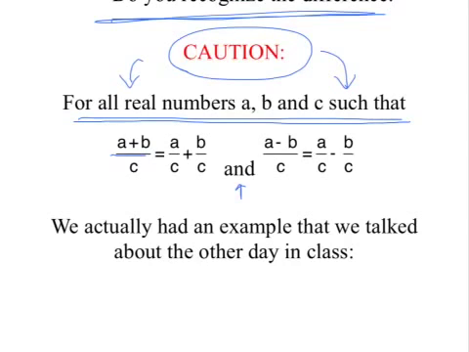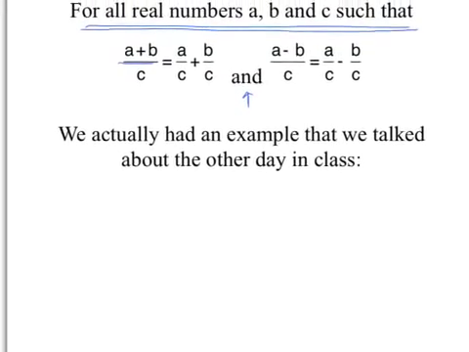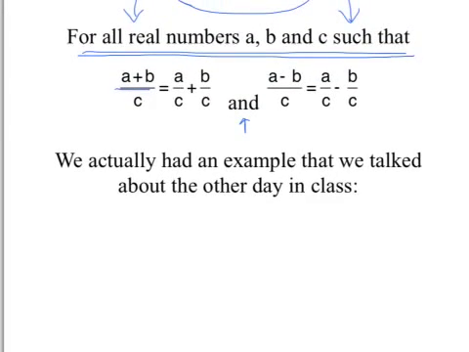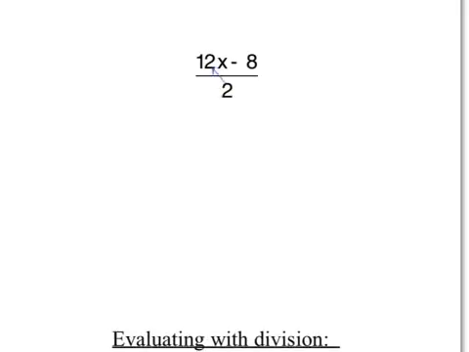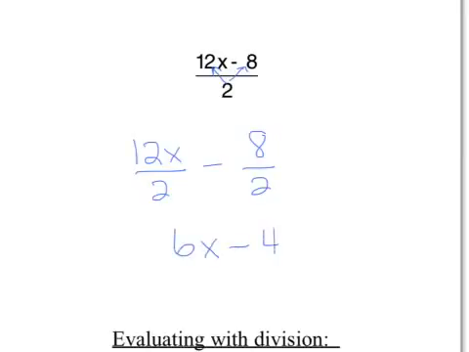We actually talked about an example of this in class the other day, okay? So I'm going to pull up that example. Hold on one second. Here's the example. 12x minus 8 over 2. I said that you have to be very, very careful. And if you remember, I said if you do something like this, you have to make sure that you simplify everything in the expression in the numerator. And that's because this means this. So you have to make sure that you divide any term in the numerator by that denominator. So you would get 6x minus 4.